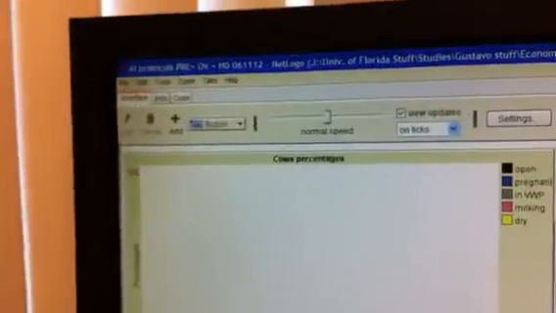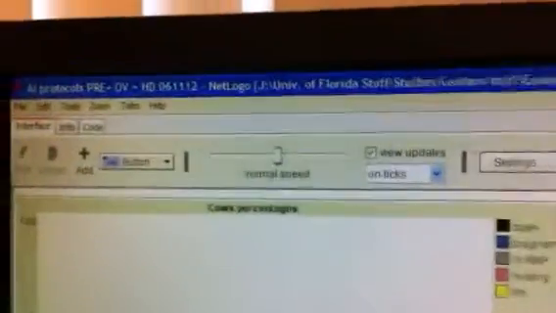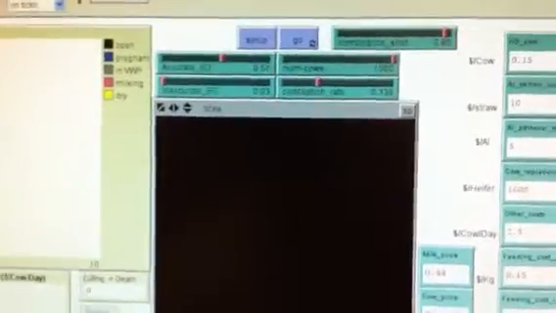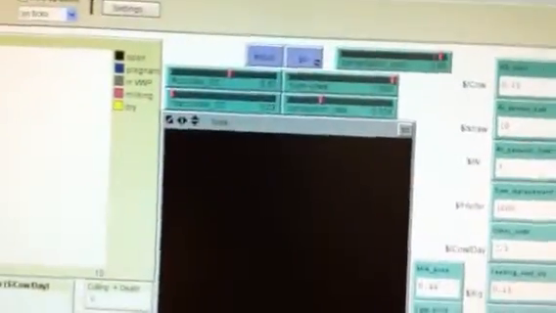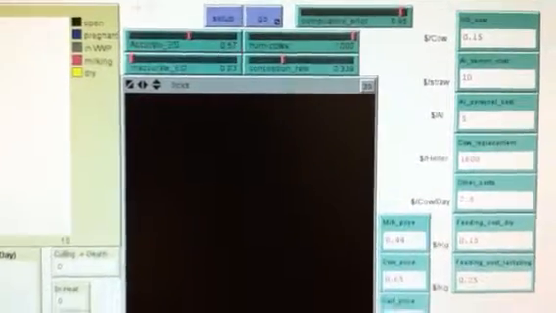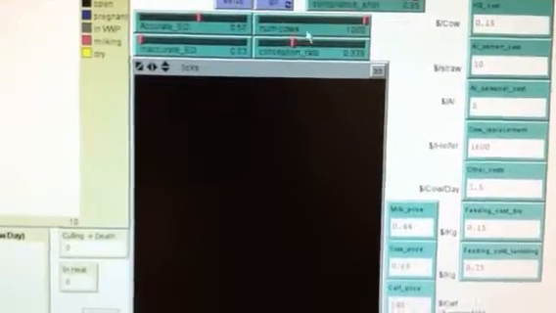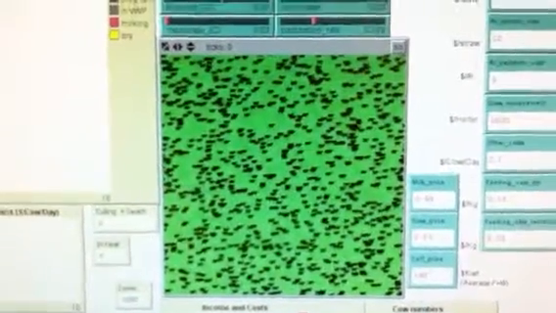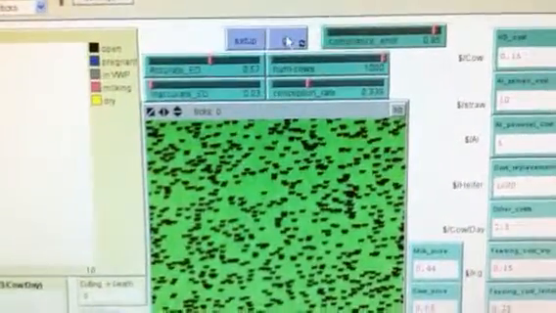And I should have said this in the beginning. This is a model using the NetLogo platform and developed in collaboration with University of Florida and Ohio State University. Right now I'm going to set up. I have 1,000 cows. So I'm going to create my cows right now. Set up. There they are. They're all black, which means they are all open. And they change colors. So I'm going to hit go, and things are going to start happening.